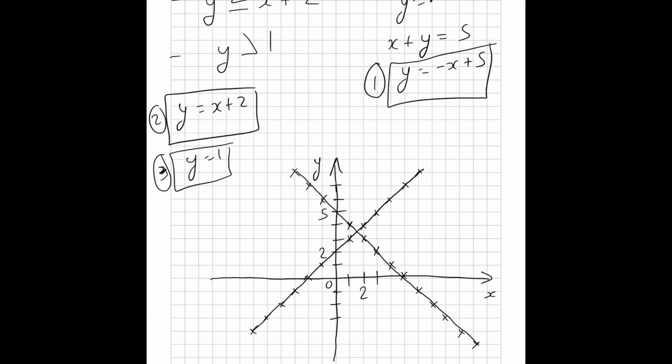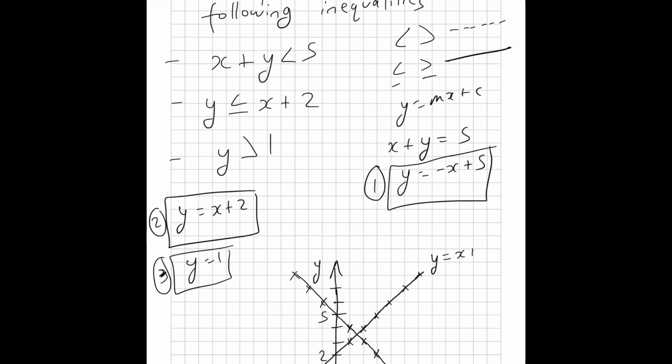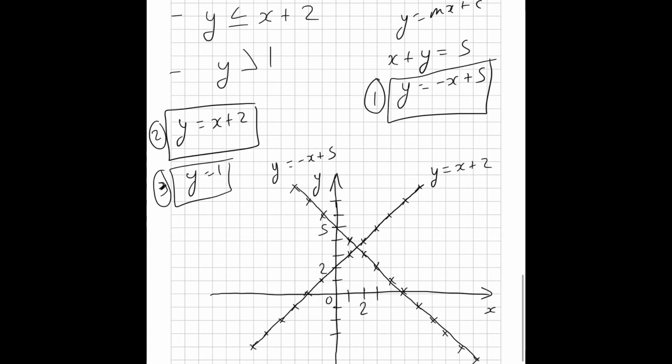So once you do that, you're going to draw a straight line curve again, and I'm just going to label this as y is equal to x plus 2, and I'm going to label this as y is equal to minus x plus 5, y equals 1. In order to draw that, all you need to do is just draw.